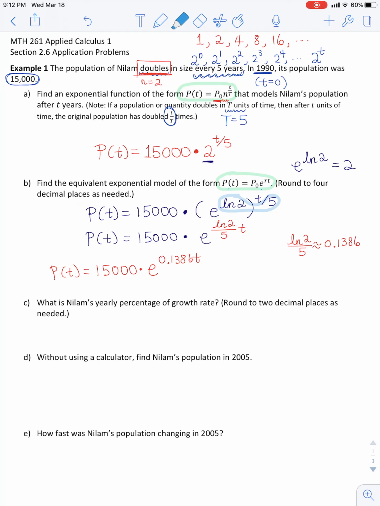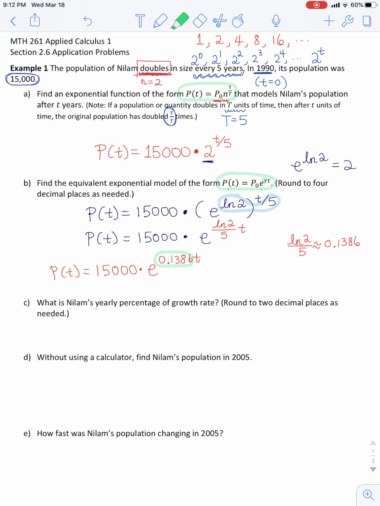Okay. Let me highlight something real quick here. What does this number that we just found stand for, guys? That is the R value, right? That is the rate. That is the growth rate, and that's what they are asking you to find on part C.